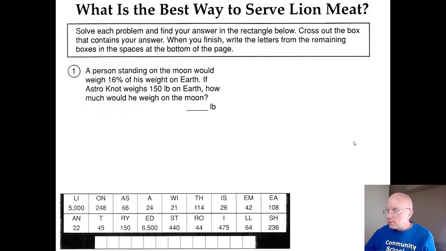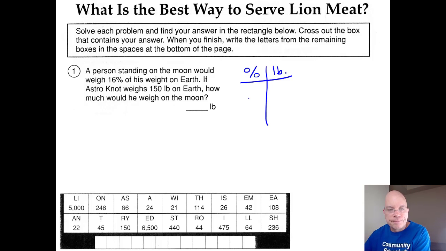Okay, problem number 1 says a person standing on the moon would weigh 16% of his weight on Earth. If an astronaut weighs 150 pounds on Earth, how much would he weigh on the moon? Let's do a percent table for this one.